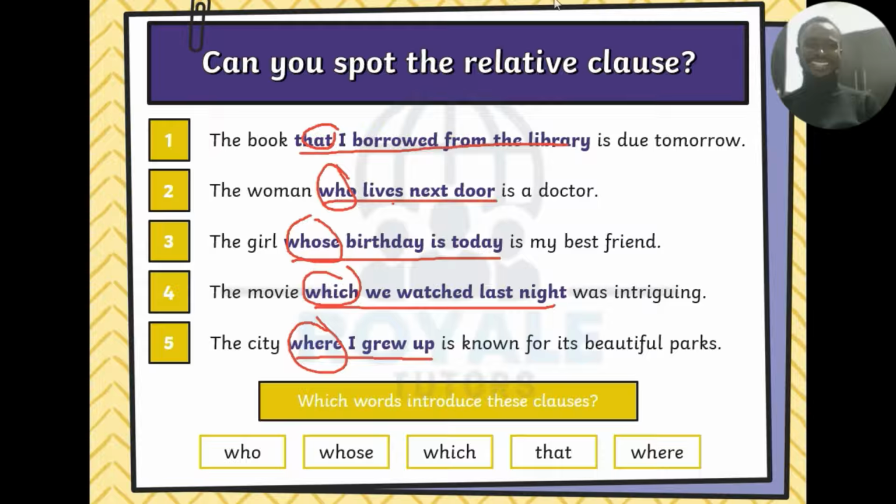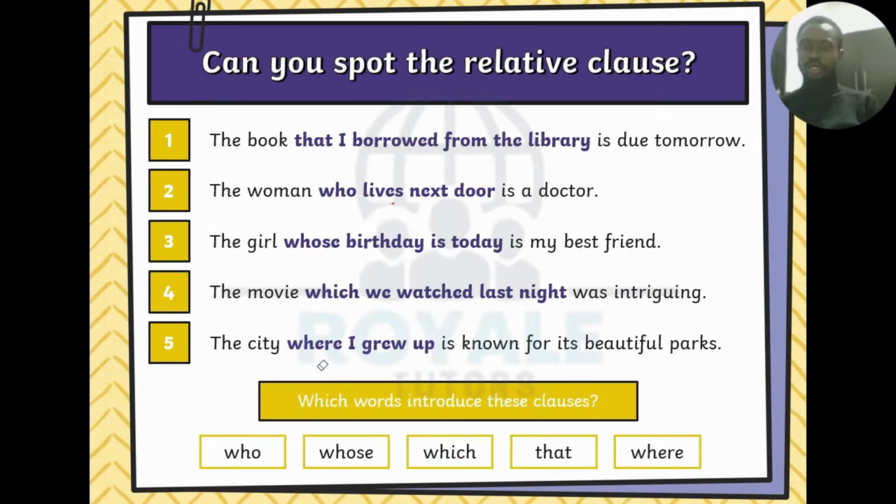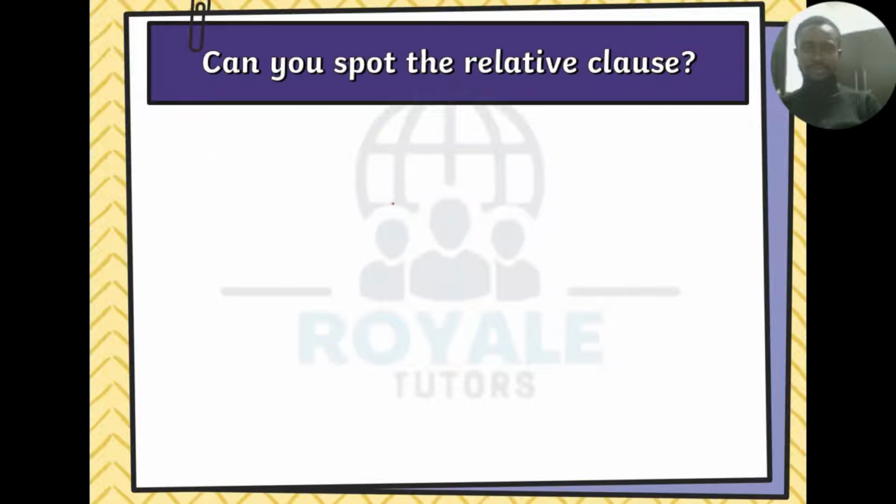Okay, so we are going to take another activity right here. And this I'm not going to help you, just do it. I mean, write it down in your notebook. This is the next activity. You have to spot the relative clause. Pause the video and write your answers down in your notebook.